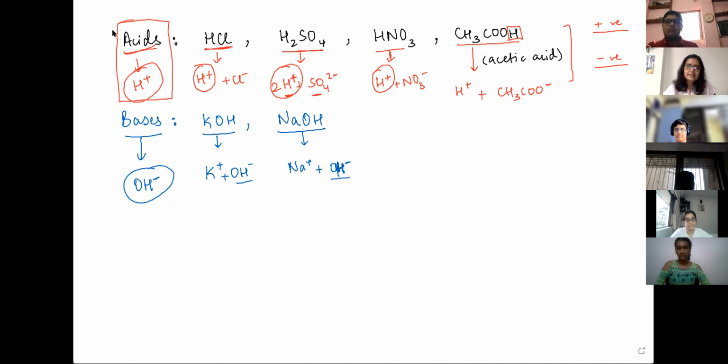So what makes acids is H plus, right? And H plus is basically hydrogen. What is the structure of a hydrogen atom? One proton, one neutron. Right, hydrogen ka atomic number kitna hai? Elena? 1. So what does that mean? Hydrogen's atomic number is 1. Iska matlab, what is the structure of its atom like? What do you know about it?